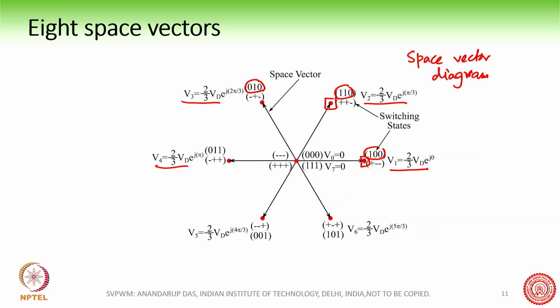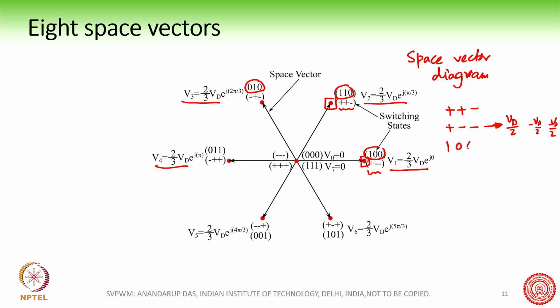Now sometimes we also use this notation. It's the same notation: plus plus minus, plus plus minus, or plus minus minus. Some authors use this kind of notation, while some authors use this 1 0 combination. So for example, plus minus minus means Vd by 2, minus Vd by 2 and minus Vd by 2.